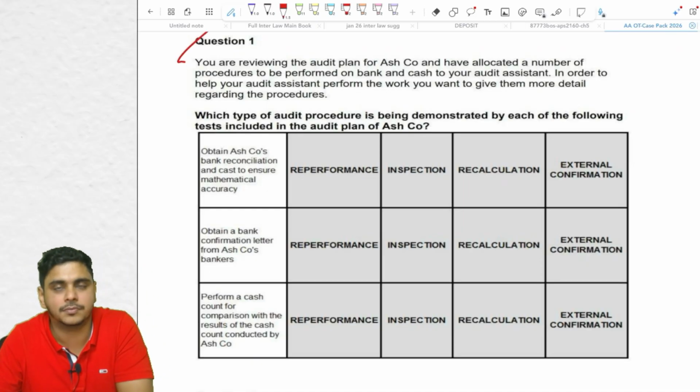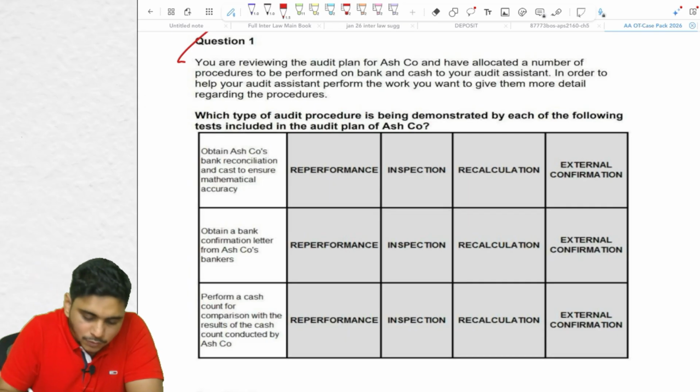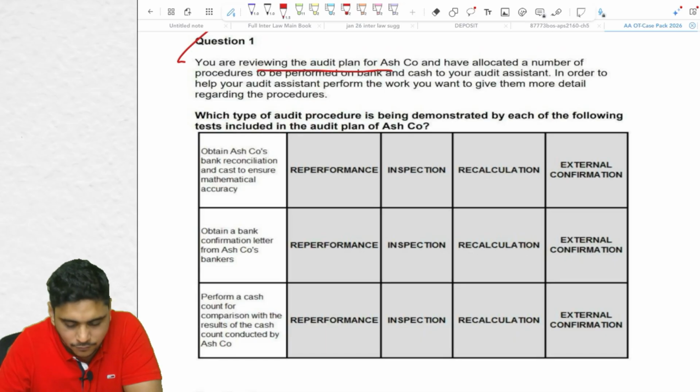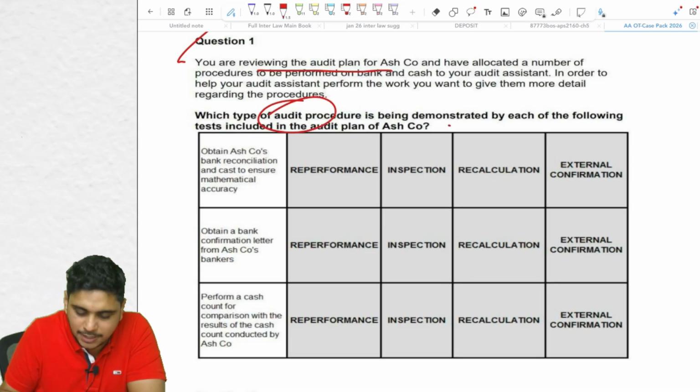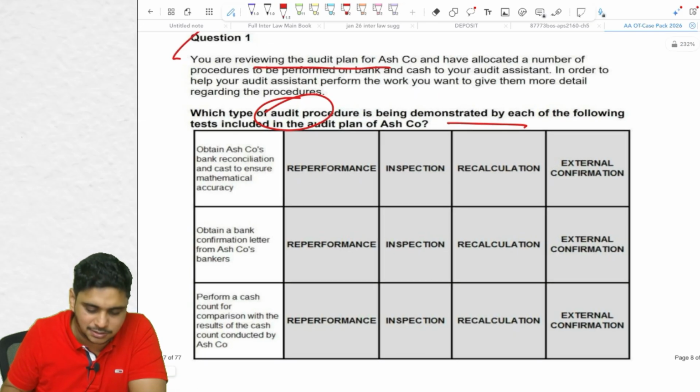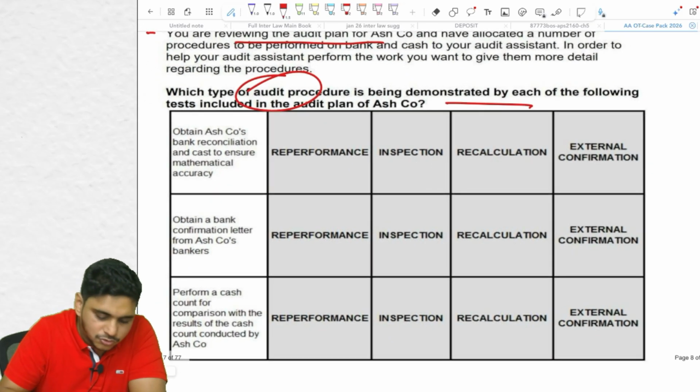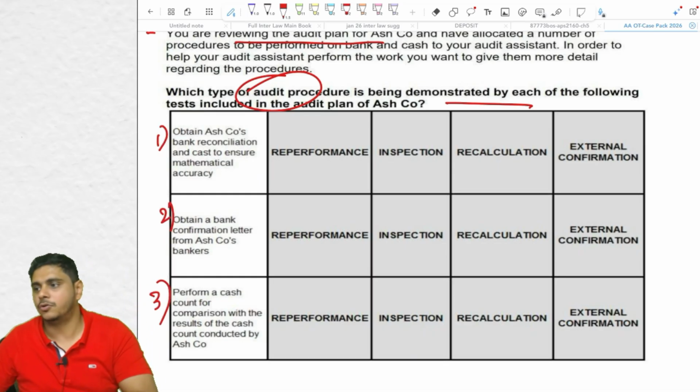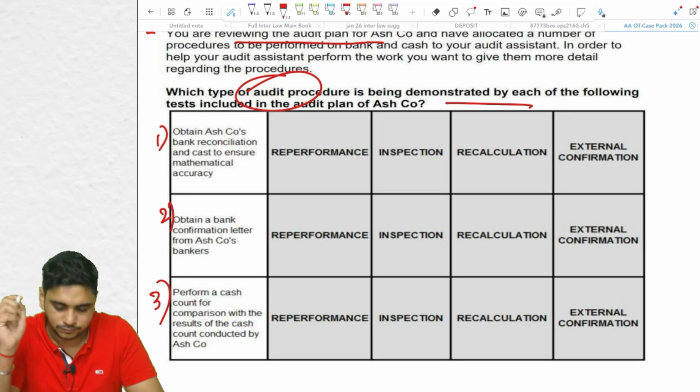Question number 1. Let's see. You are reviewing the audit plan for Ash Co. and have allocated a number of procedures to be performed in bank and cash to your audit assistant. In order to help your audit assistant perform the work, you want to give them more detail regarding the procedures. Which type of audit procedure is demonstrated by each of the following tests? So these are the procedures 1, 2, 3. You need to identify which one it is.